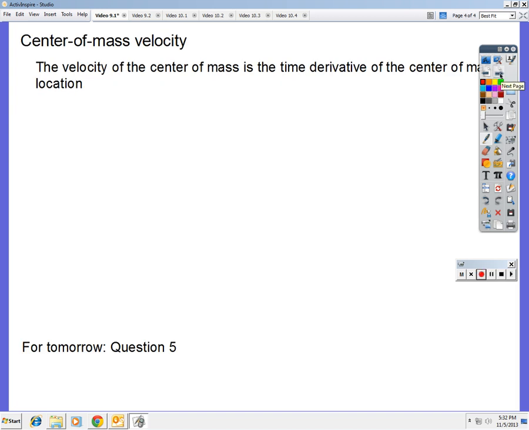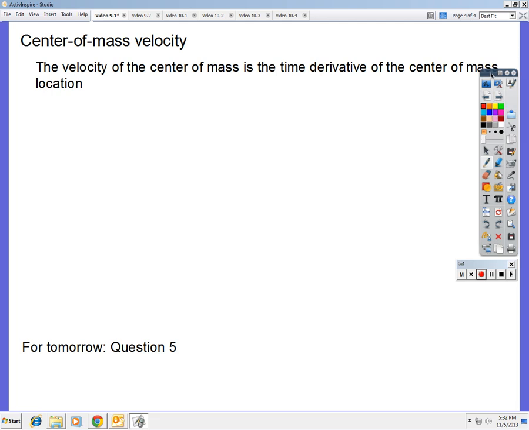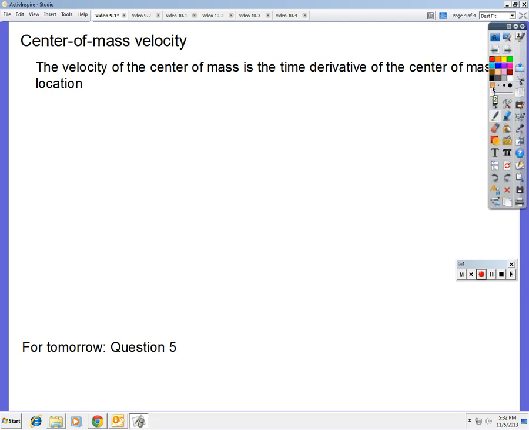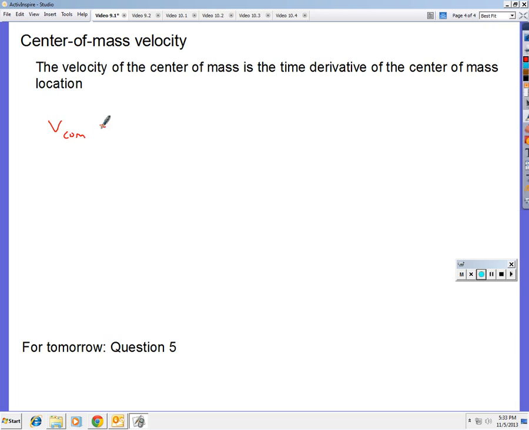Now the last thing for today is the idea of the center of mass velocity. If we look at the location of the center of mass, we'll see that it changes, and that means that we can take its derivative. So to get the velocity of the center of mass, you take the location of the center of mass, you take the derivative. And that means that we can put that summation sign into the integral.